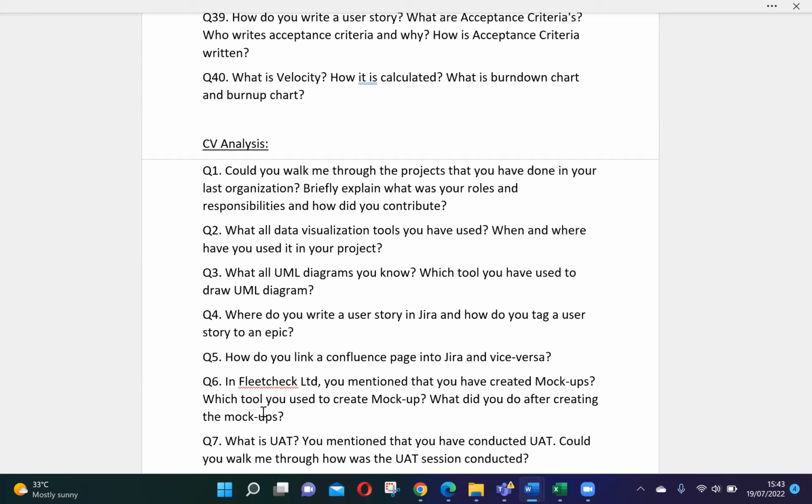When you click on create, you get different types of issues: it can be epic, story, task, defect, or bug. You select story from there, then give a summary of that user story. In the description you write the user story and the acceptance criteria. Then there is an option below to tag to an epic, called issue linked to, so you can link that to an epic. This is how you tag a user story to an epic.